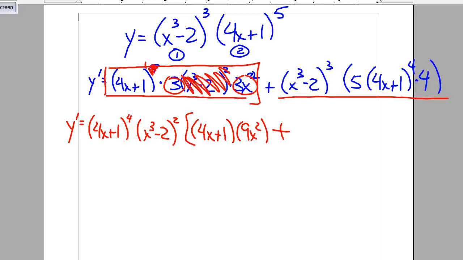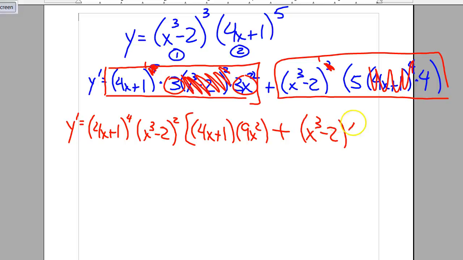Then do the same thing with the second. So I took 4 of the 4x plus 1s and put them out in front, so there's none left here. I took 2 of these and put them in front, so there's only 1 left there. So I could just write this as x to the third minus 2, and then 5 times 4, I can just say that's 20. And then let's simplify the inside also.